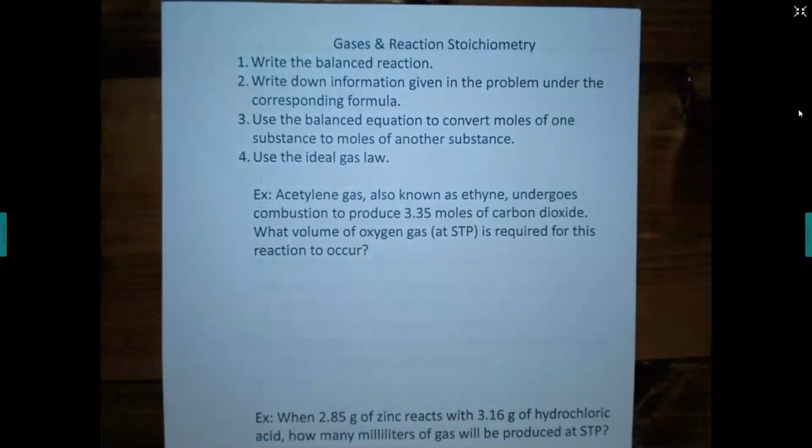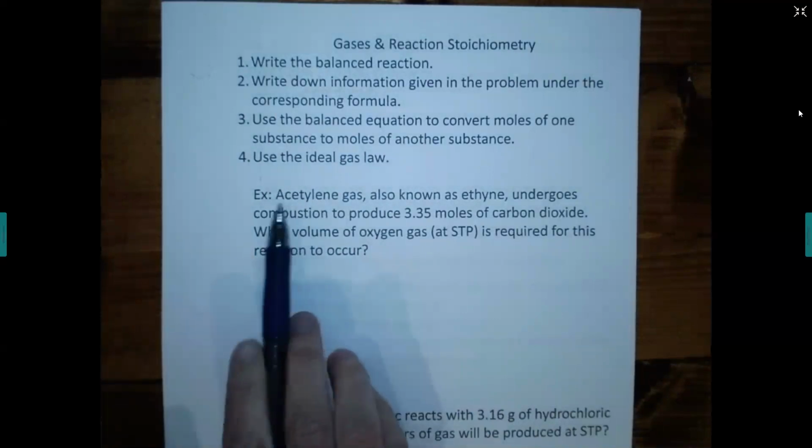So anytime we are performing stoichiometry, that just means we are going from one substance to another. And in this instance, since we're dealing with gases, we're going to be using the ideal gas law. So we're just going to jump right in and start some problems together.